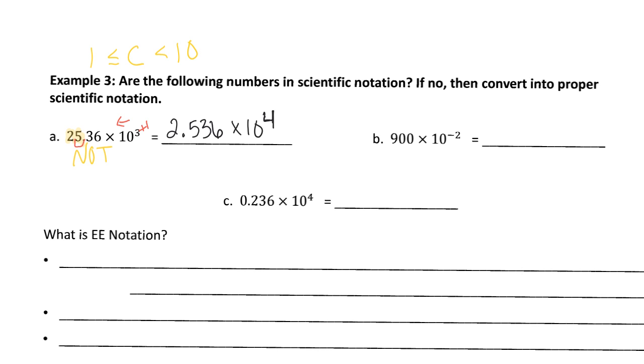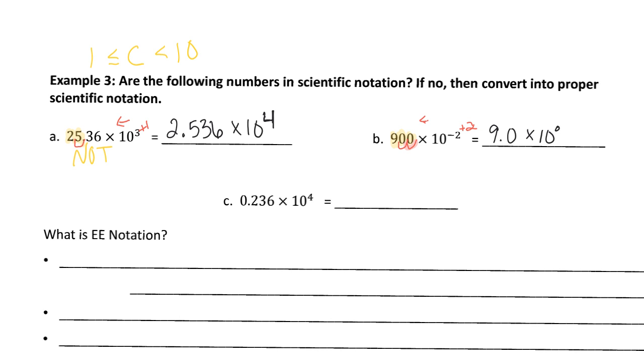Okay, so one more, well, 2 more. B, is 900 between 1 and 10? No. So we're moving it to the left once, twice. So then we have to add 2 here. So in that case, it'd be 9.0 times 10 to the 0, because -2 plus 2 is 0. And if it's a 0, that's okay. That's just what we write.